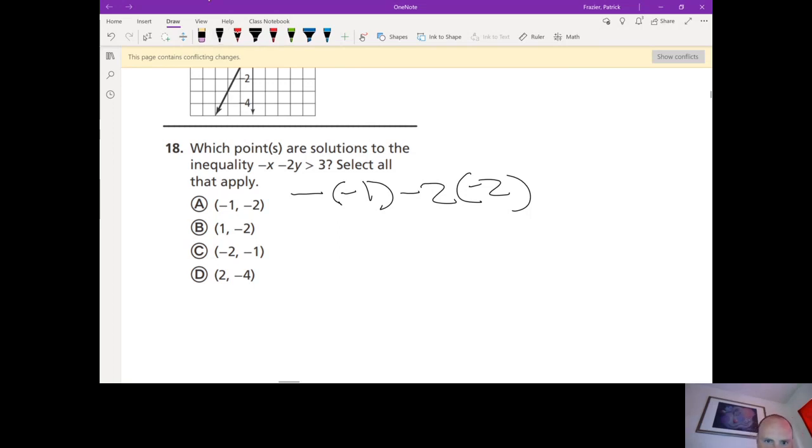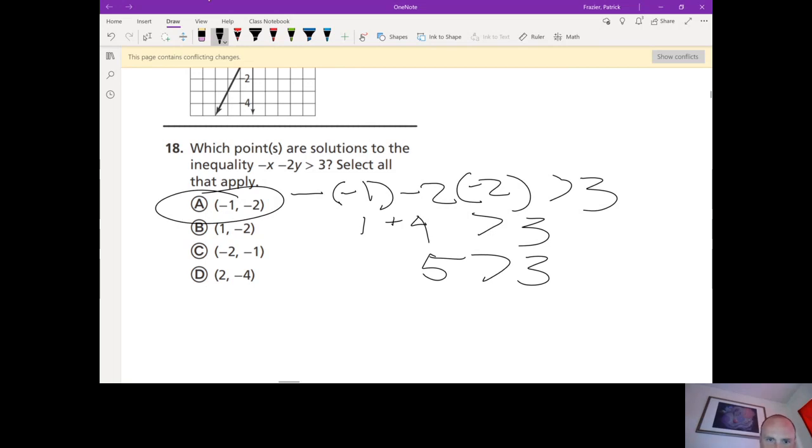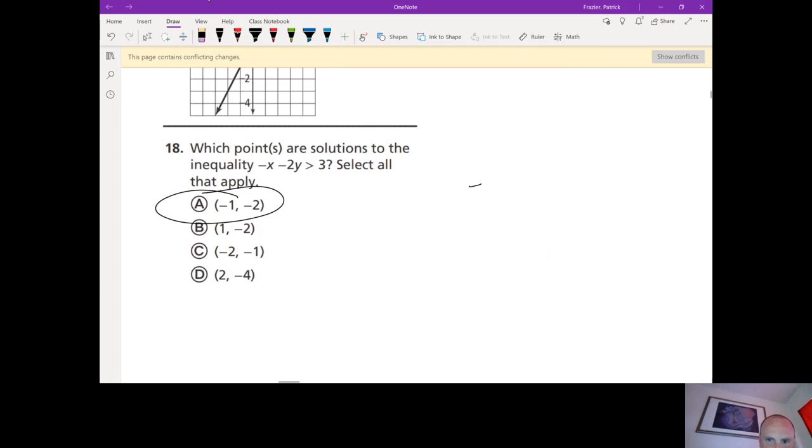All right, so negative times negative 1 is positive 1. And then negative 2 times negative 2 is positive 4. So that's 1 plus 4, and this is supposed to be greater than 3. 1 plus 4 is 5. 5 is greater than 3. So that checks out. I'm going to circle that one. And it says which points are solutions to the inequality, so there may be more than one answer.